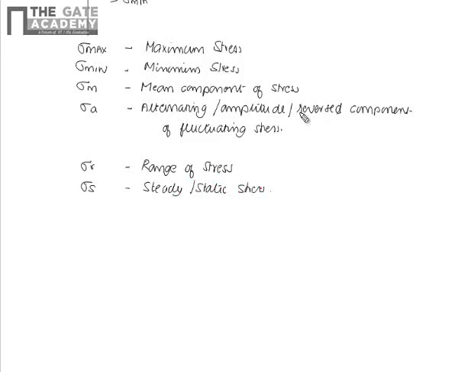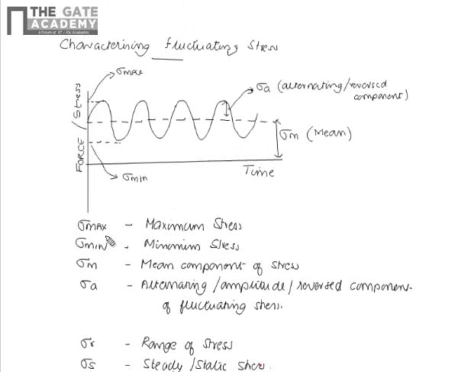So what are these parameters? Sigma max, these parameters are shown in the figure. Sigma max is the maximum stress coming in the phenomena. This is the maximum stress coming in this kind of loading. So this is sigma max. Stress corresponding to this point is called the sigma max. Minimum stress is the stress corresponding to a minimum point in the stress time curve. That is this point. The stress corresponding to this point is called the minimum stress.